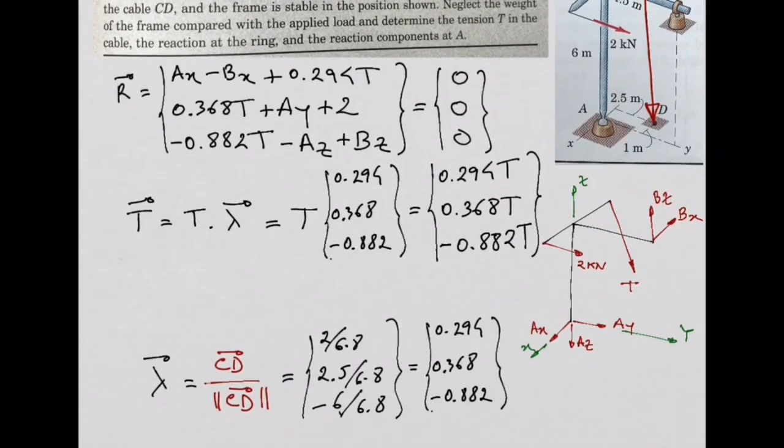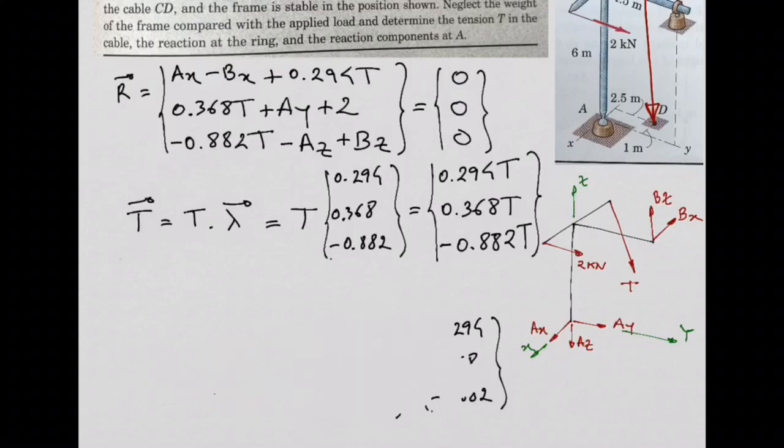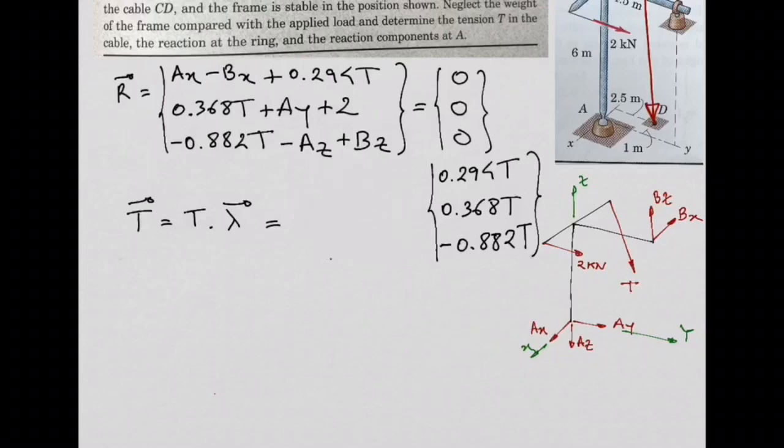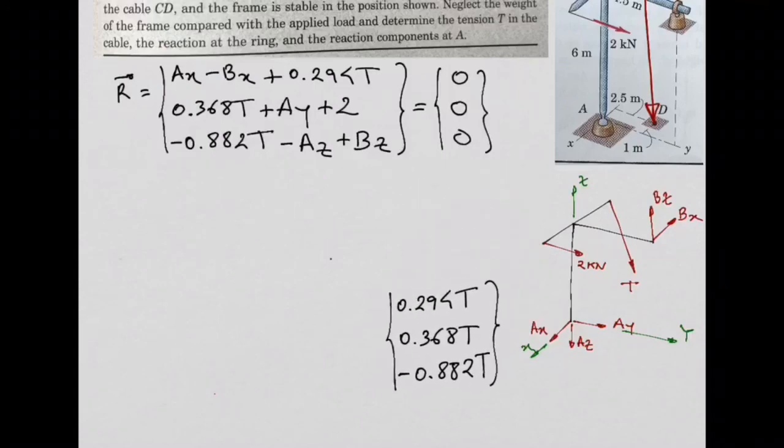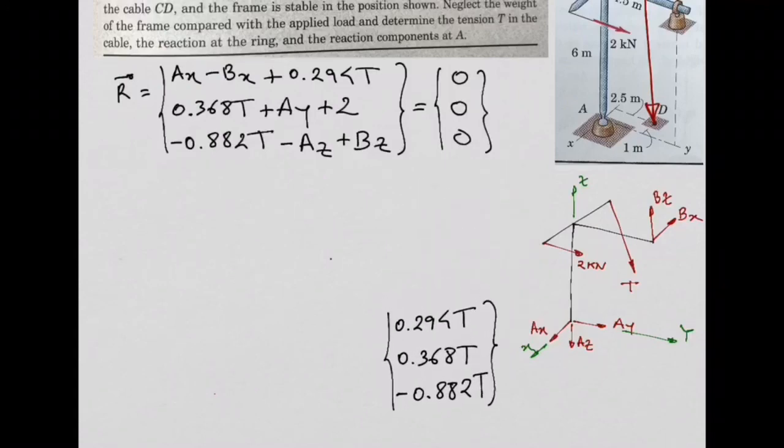What do we have to do now? Moments. We need to calculate the moments about point A. So I'm going to delete this, I need space. Let's keep this vector because we will need it. Let's keep it here somewhere. This is my vector t, don't forget. Okay, so let's work the moments.